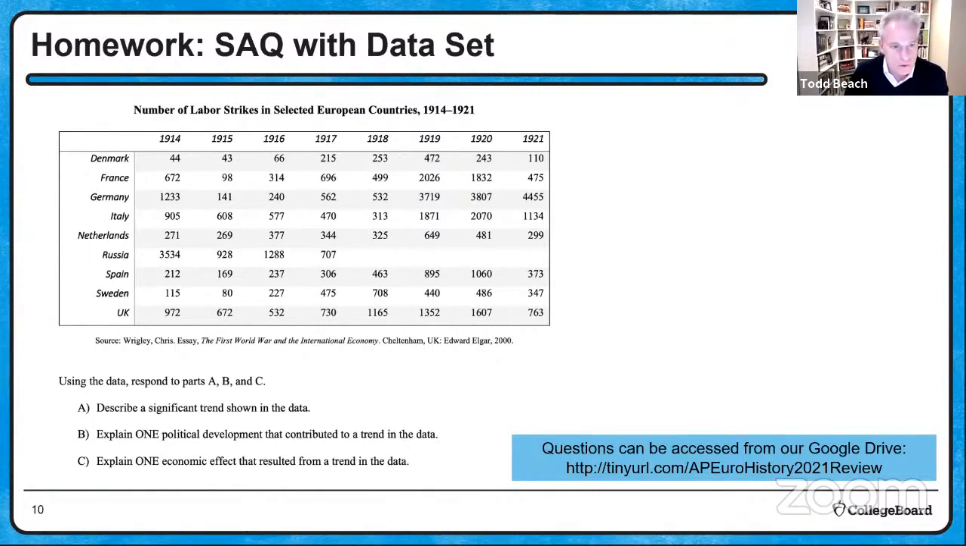We have this number of labor strikes in selected European countries. The dates are important, 1914 to 1921. So we know 1914 to 1918 is World War I, and then these are just a few years after World War I. Task A is to describe a significant trend shown in the data. Task B is explain one political development that contributed to a trend in the data. And task C is explain one economic effect that resulted from a trend in the data.